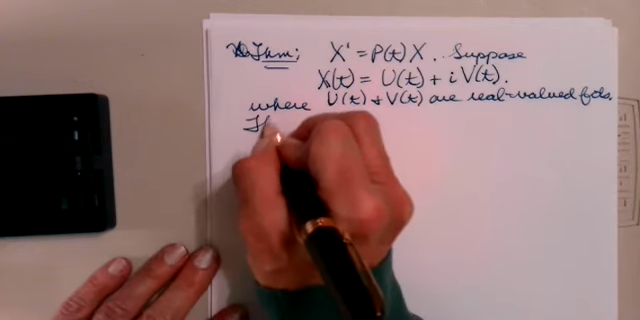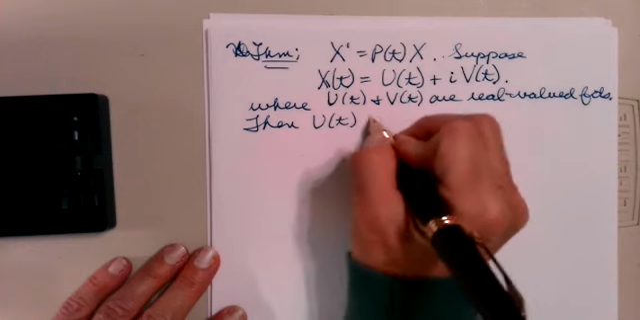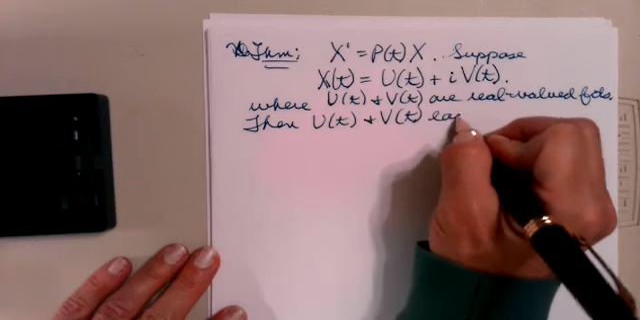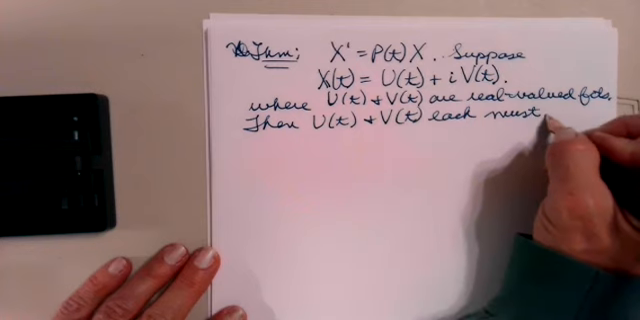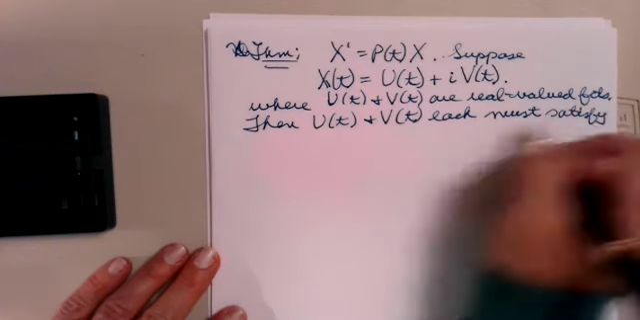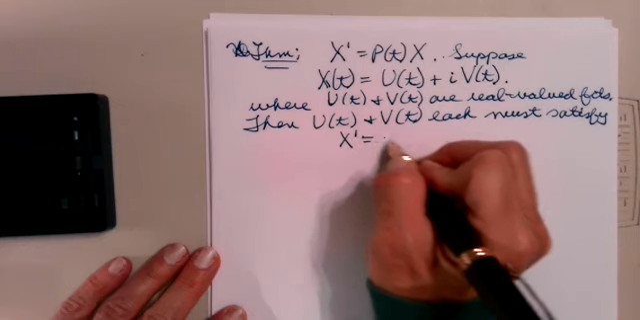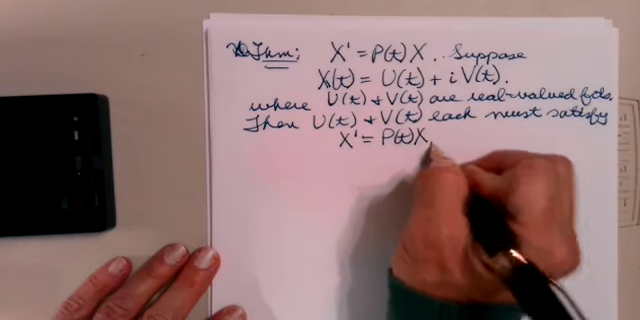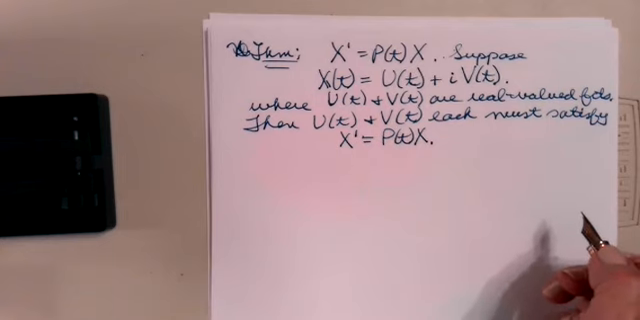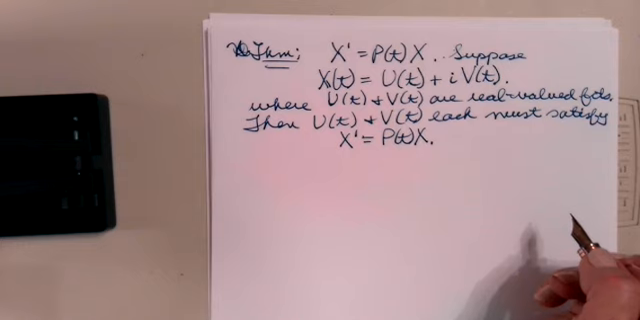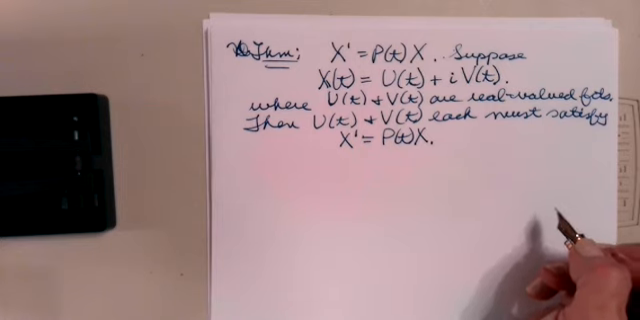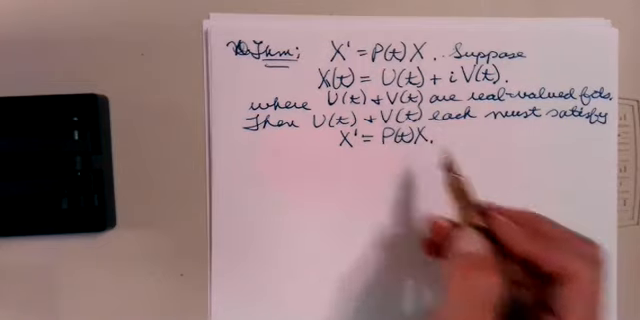Then u of t and v of t each must satisfy x prime is equal to P of t x, must satisfy the same differential equation, okay? So that was just like we had in the one-dimensional case, because remember we had complex valued functions that we were just thrown into when we looked into second order constant coefficient equations. You could either write things in terms of e to the it with a constant, or you could write it in terms of sines and cosines. And those were the real valued functions. And that's the same thing that goes on in these systems.